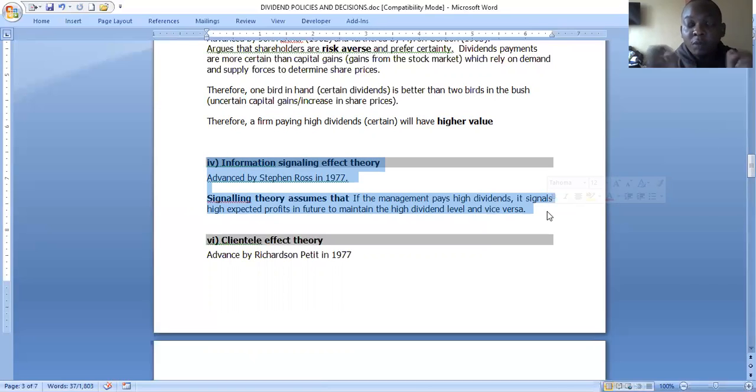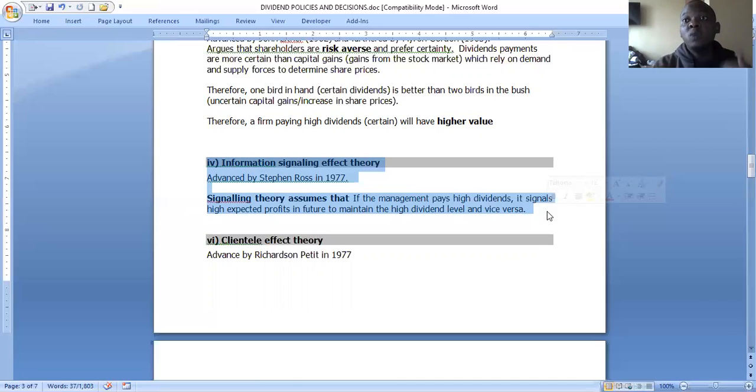Dividends are usually paid, in most cases, in cash. So for a firm to pay dividends, it must be sure that it will be able to generate that cash in future to pay dividends. So if a firm pays high dividends, it signals the management's belief that the firm will be able to generate sufficient cash flows in future to pay those dividends. And in the other case, if the management pays low dividends, it signals the management's less belief in the business generating cash in future to pay dividends.